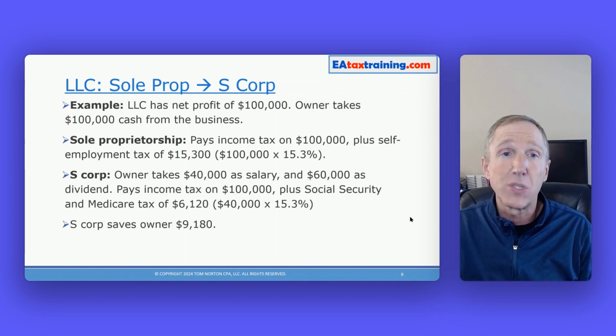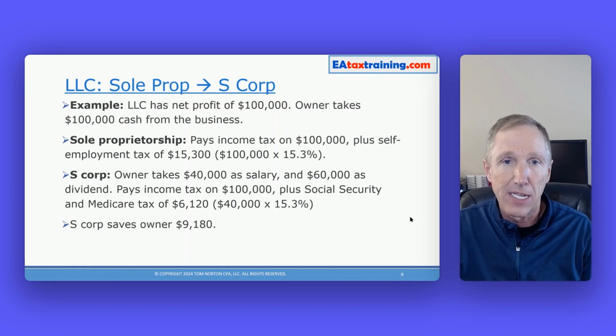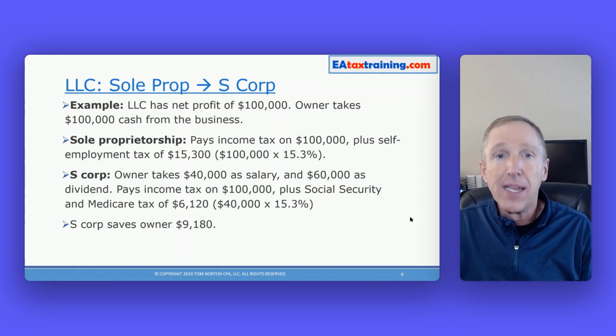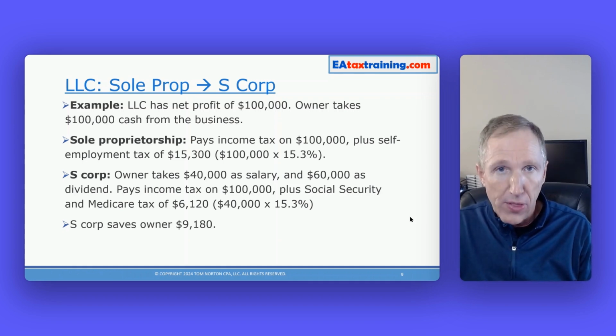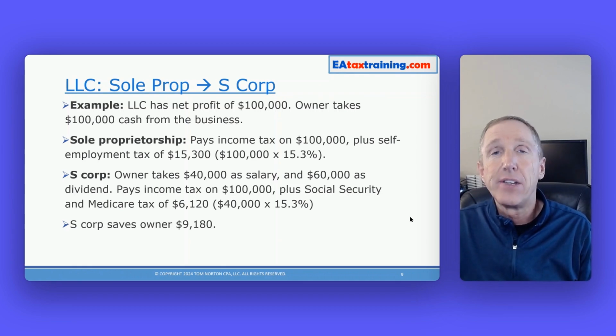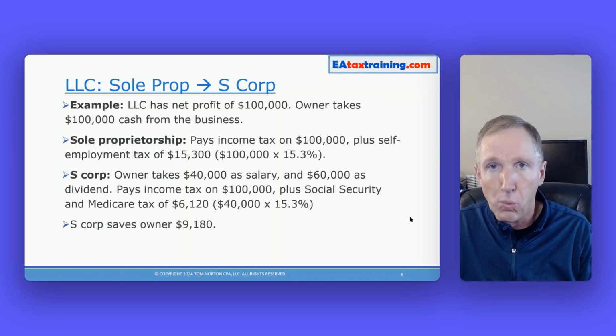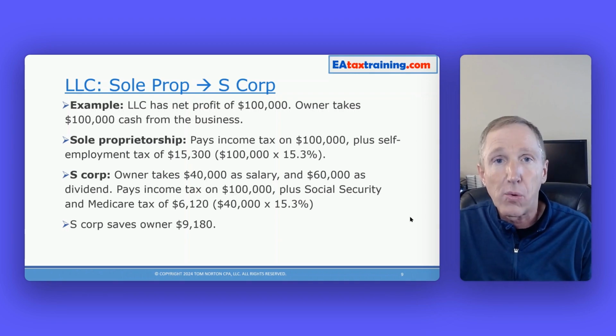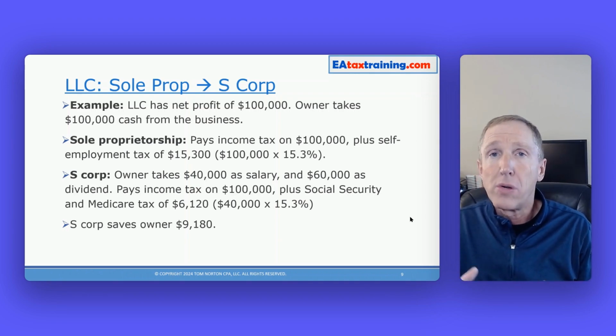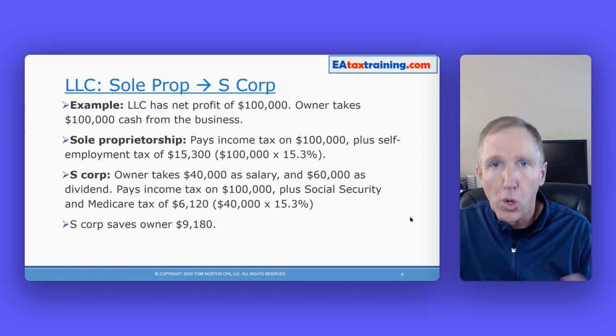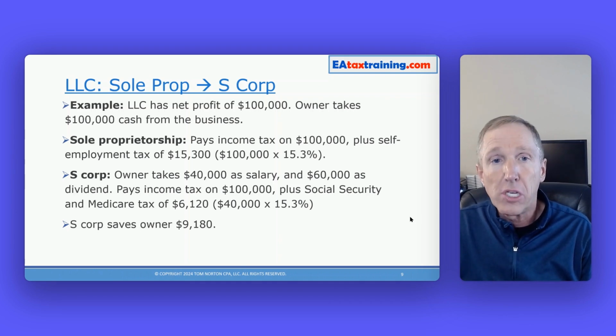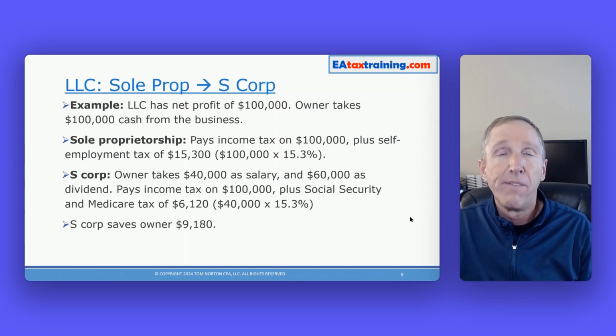If instead the business was taxed as an S corporation, let's say the owner takes a salary of $40,000 and a dividend of $60,000. So it's the same $100,000 that they're taking out of the business. It's just now split between salary and dividends. The owner is still going to pay income tax on the whole $100,000. That doesn't change. But now they're going to pay Social Security and Medicare tax of only $6,120. That's 15.3% of the $40,000 salary.